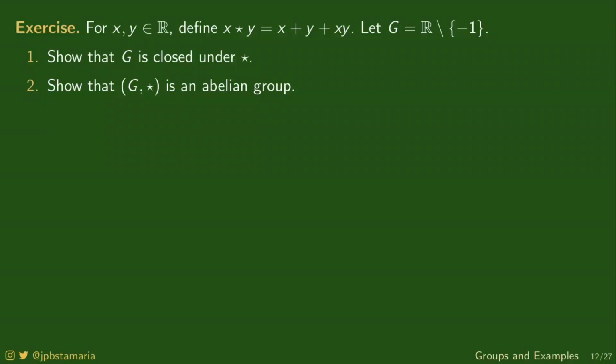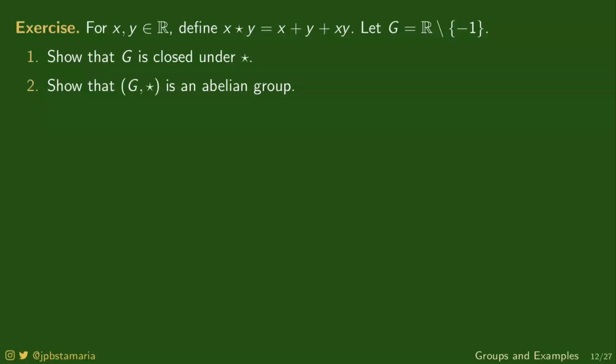Now on G, we define the binary operation star as follows. x star y is x plus y plus xy. So in words, you can say that the star combines the sum and the product of two real numbers x and y. You add the sum and the product of the two real numbers x and y. So that's what it does.